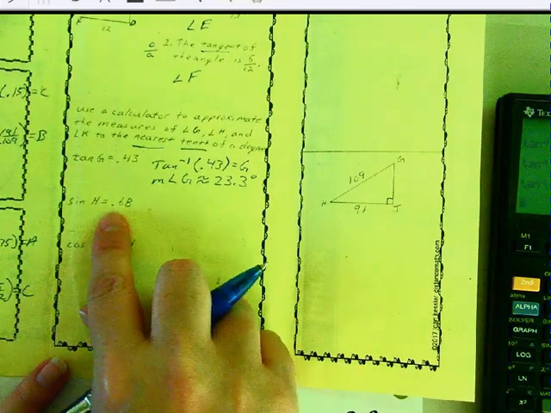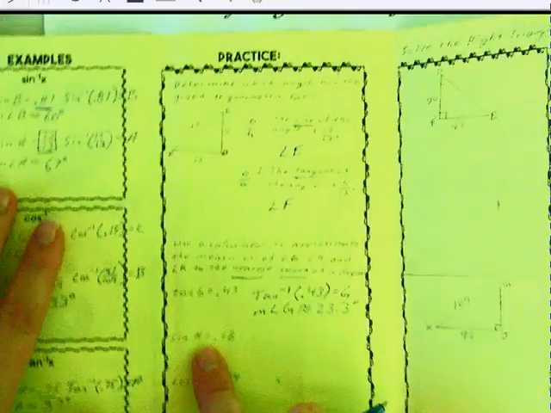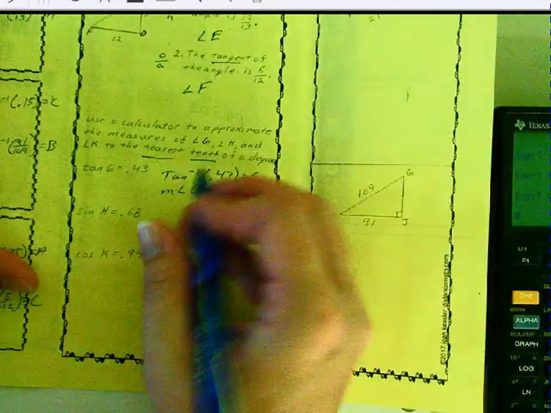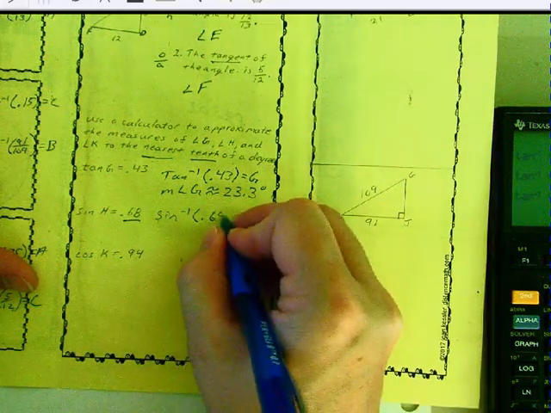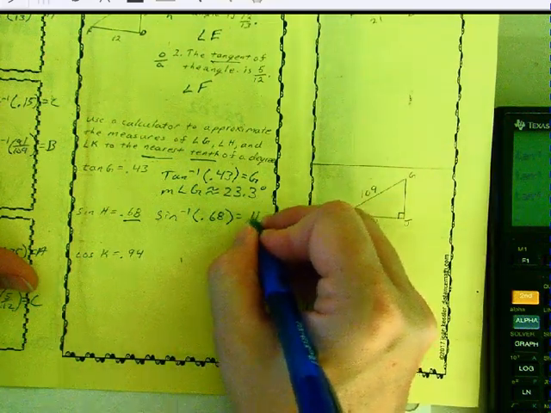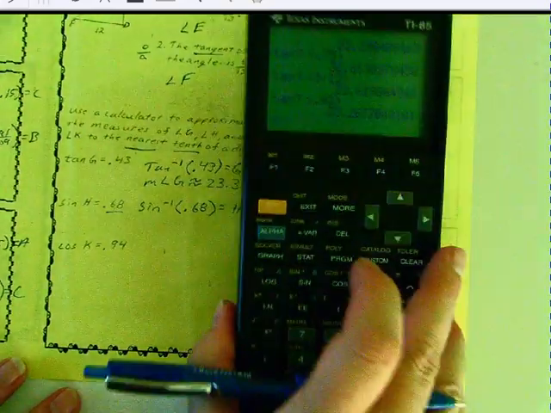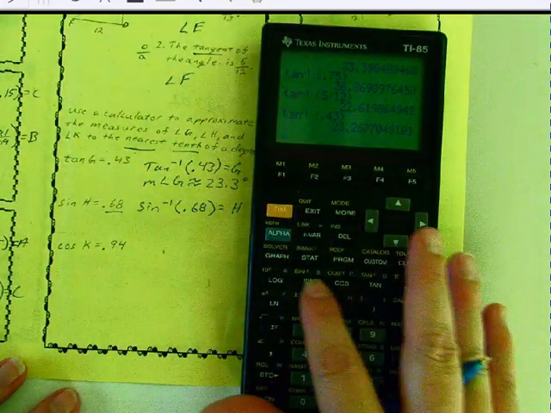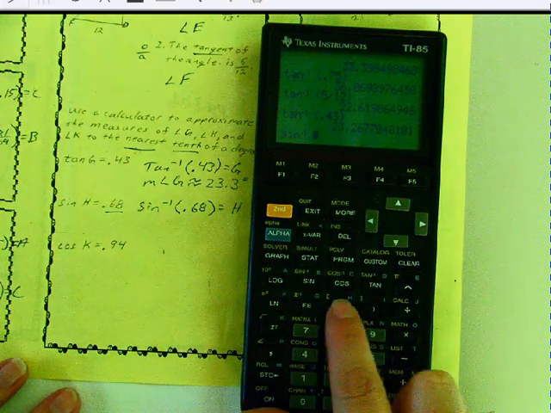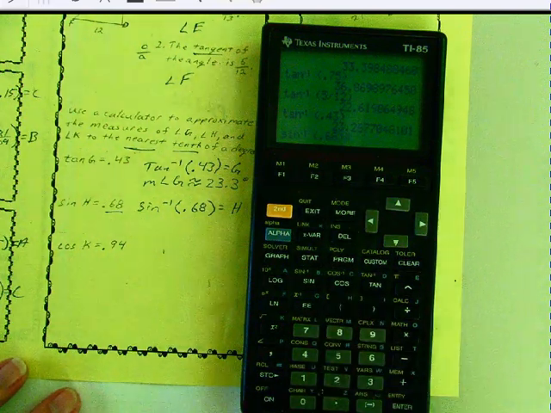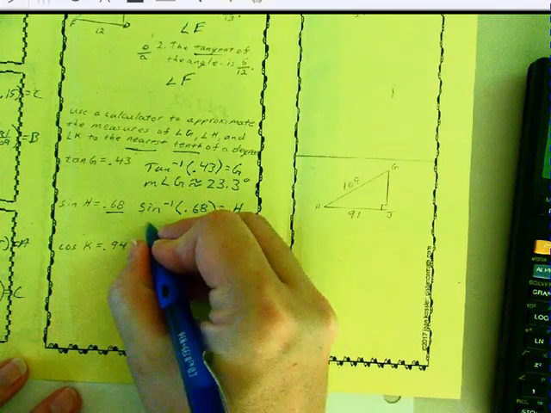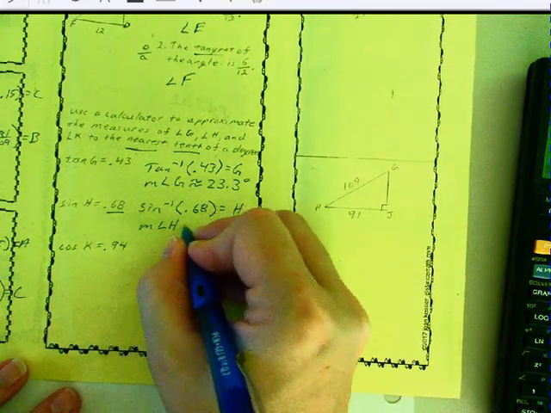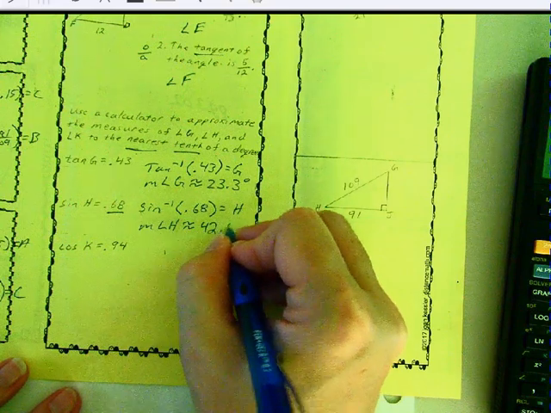All right, for the next one, we're doing sine of H. So that's like the ones that we did up here. So we're going to take sine to the -1 of 0.68 equals H. So on my calculator, second sine, so I get sine to the -1, parentheses 0.68, in my parentheses, and hit enter. Rounding to the nearest tenth, I get 42.8. So the measure of angle H is approximately 42.8 degrees.